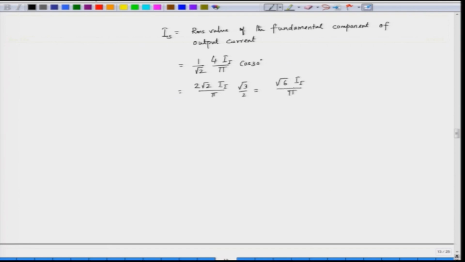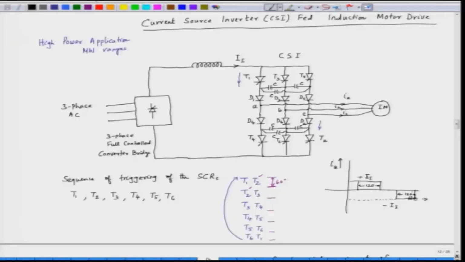So, it means if we know the inverter input DC current, we can calculate what should be the RMS value of the stator current or the output current of the inverter. This current is flowing in the induction motor, which is responsible for the torque production. Now, in this case, since we have an inverter, we can vary the output current and we can vary the output fundamental frequency.